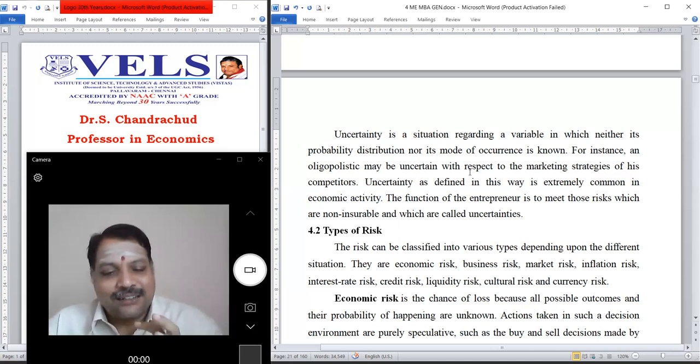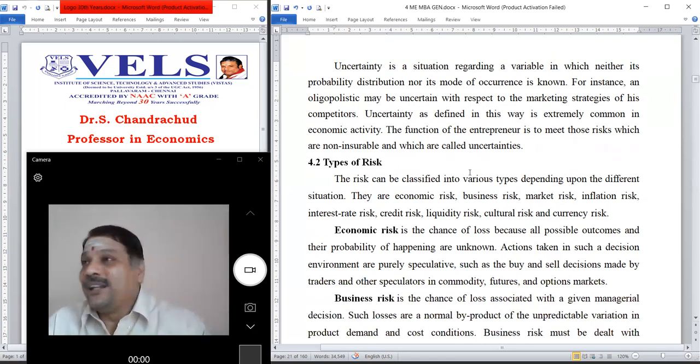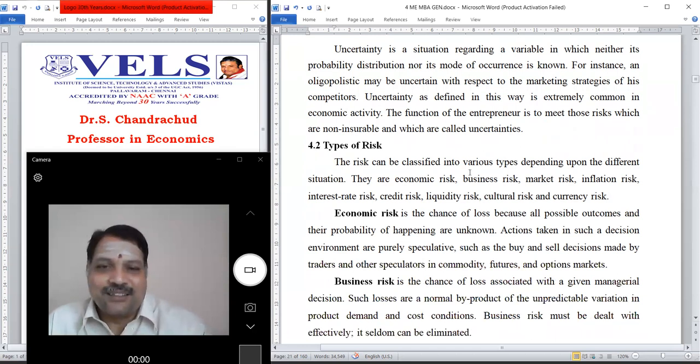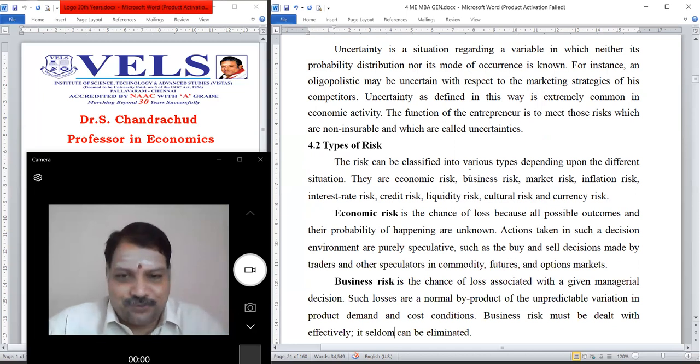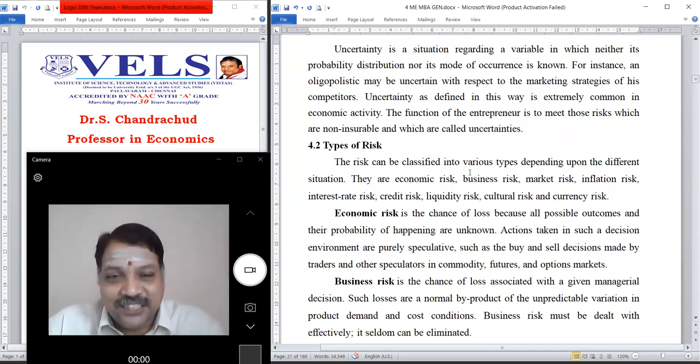Before making the difference between risk and uncertainty, first we will list out the different types of risk that we come across while doing business. The risk can be classified into various types depending upon the different situations. The risk may be economic risk, or it may be business risk. Sometimes it is called market risk, inflation risk, interest rate risk, credit risk, liquidity risk, cultural risk, and so on. Let me discuss one by one.